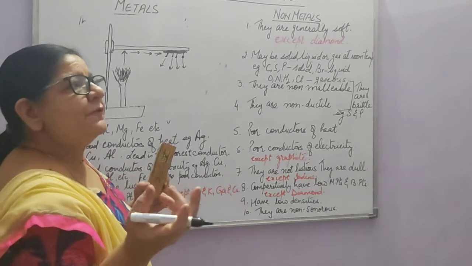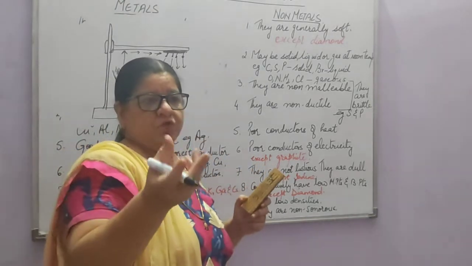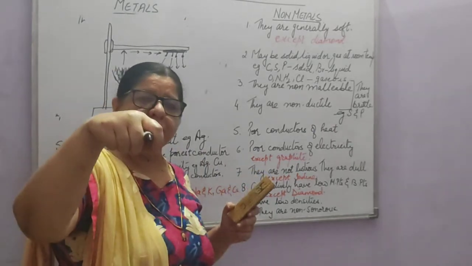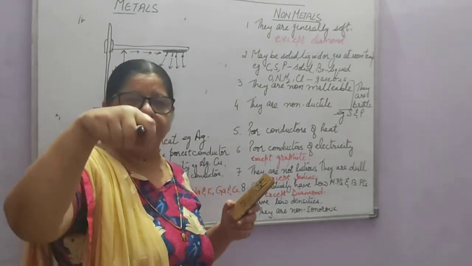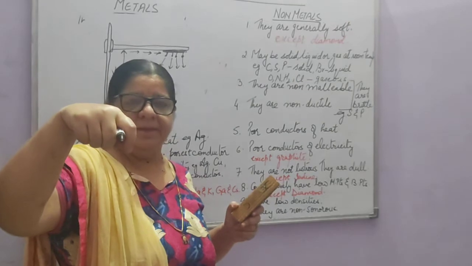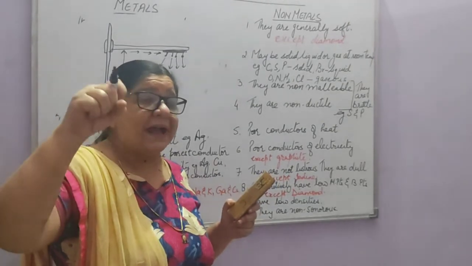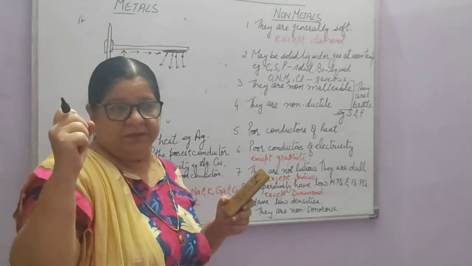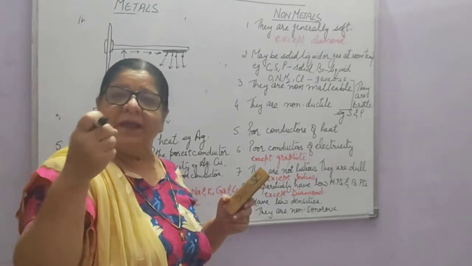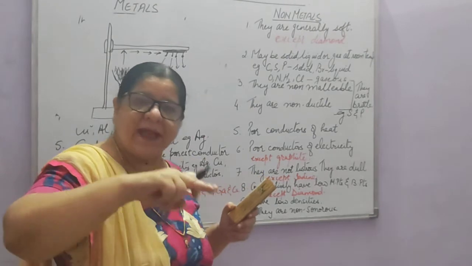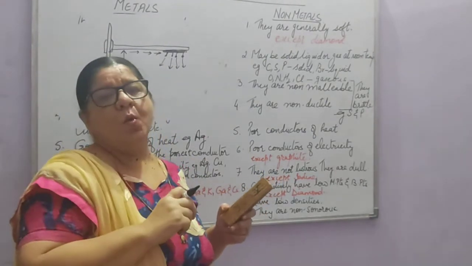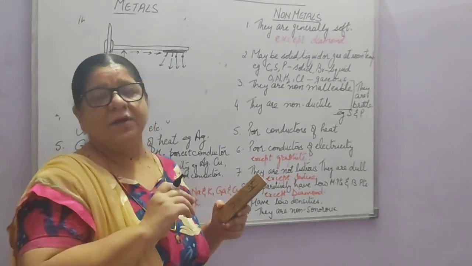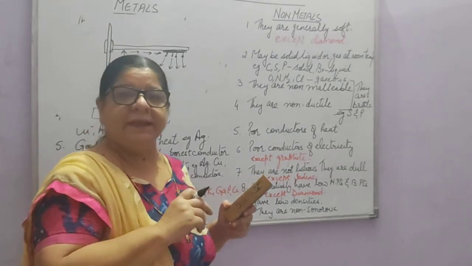You must have seen also, when you are making any vegetable or you are making tea or anything, and if you put a spoon on the side of the pan, after some time the handle of that spoon becomes very hot. Why? Because the heat has been conducted from one end to the other end. So metals are good conductors of heat.